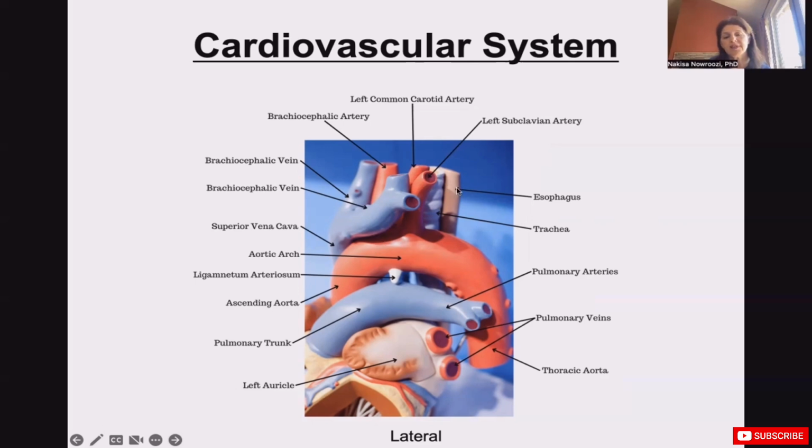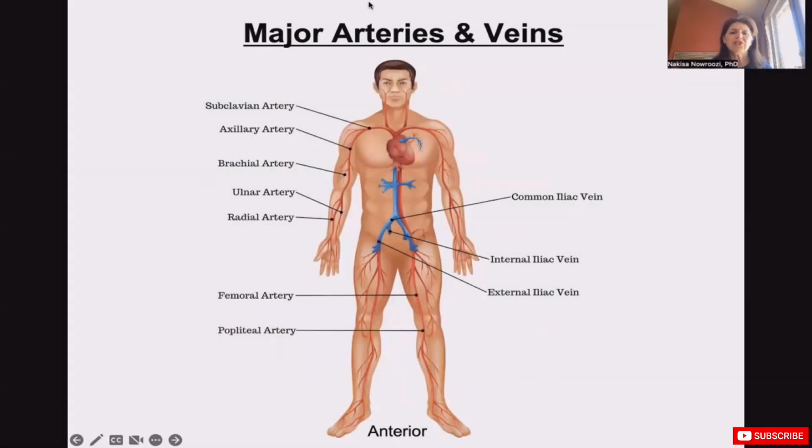I can see esophagus here, and this is trachea right here. This is thoracic aorta. Here we're looking at major arteries and veins. So from here, we have the brachiocephalic artery divided into subclavian artery and right common carotid artery. Right subclavian artery becomes axillary artery under the arm right here. Then brachial artery on the arm will branch into ulnar artery and radial artery.